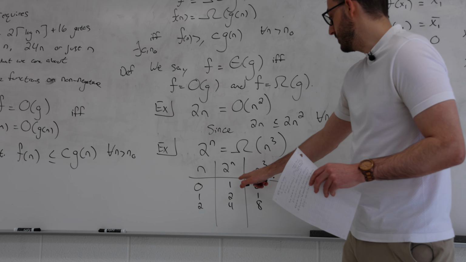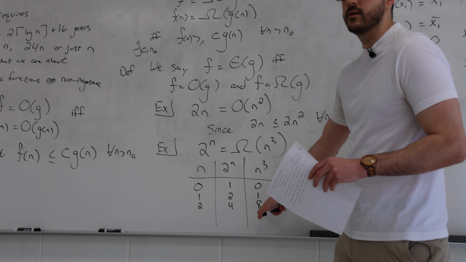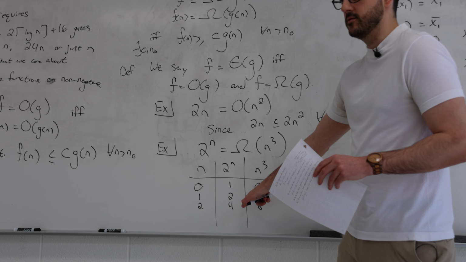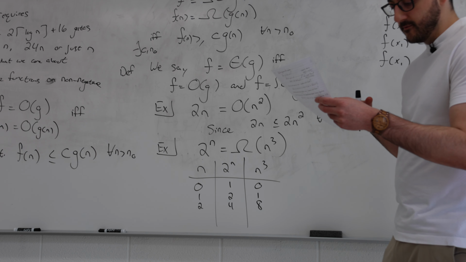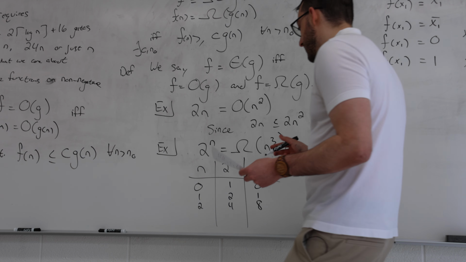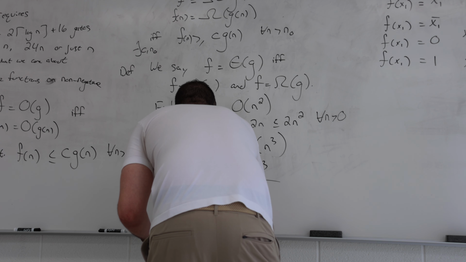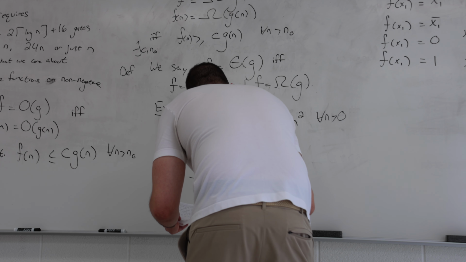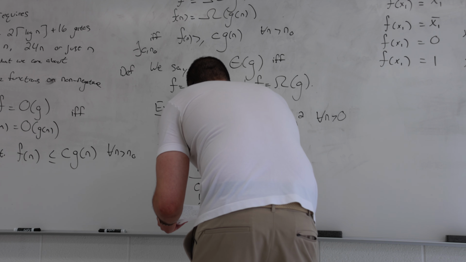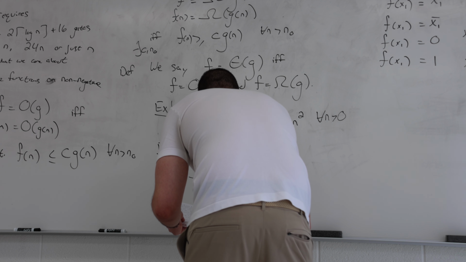So in this case, we have some inputs where the function itself is actually less than the other function. 2 to the n is less than n cubed for n being equal to 2. And this will be true for a few more as well. For 3, this will also be true. 2 cubed is 8, whereas 3 cubed is 27.